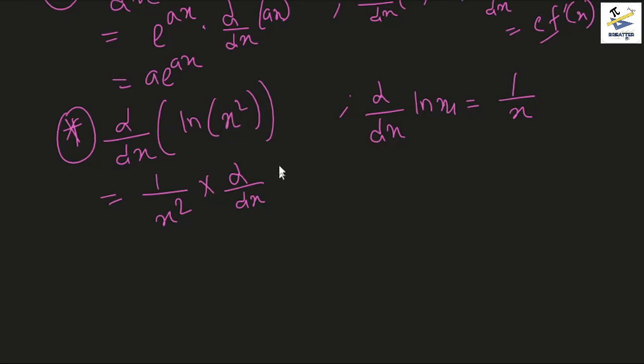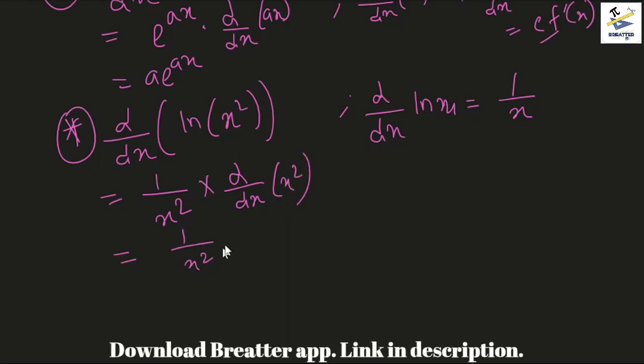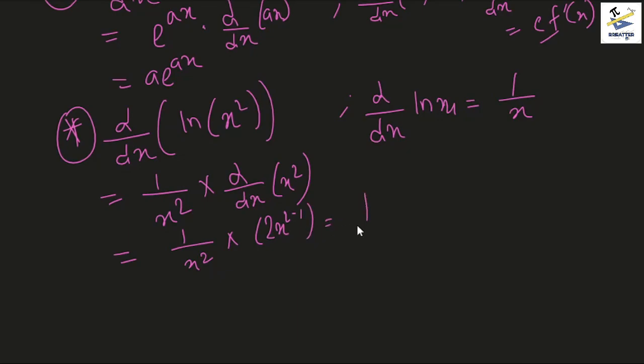So x square is present here, so we do x square. So it is 1 by x square into d dx of x square, which by the rule for differentiation of powers is 2 into x to the power 2 minus 1, right? So it will become 1 by x square into 2x, which will give you 2 by x, right?